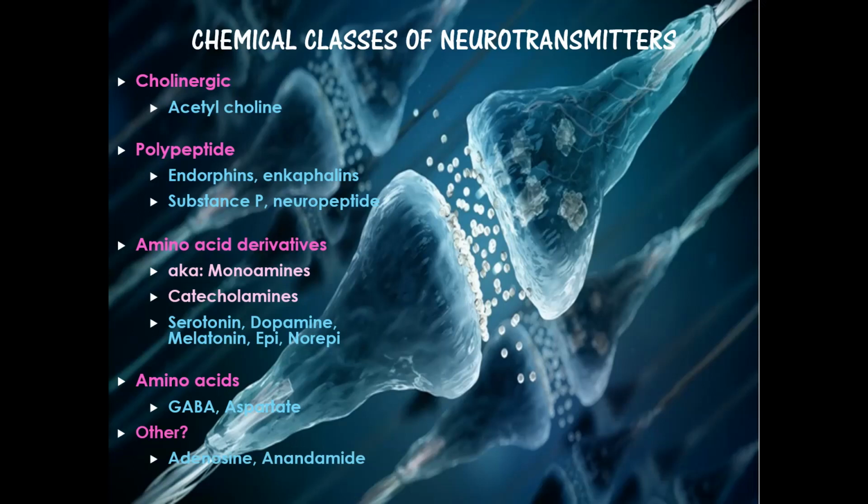Adenosine is going to be a nucleotide, one of the building blocks of DNA, and anandamide is a fatty acid derivative. So we'll just put them for now under other and keep going.